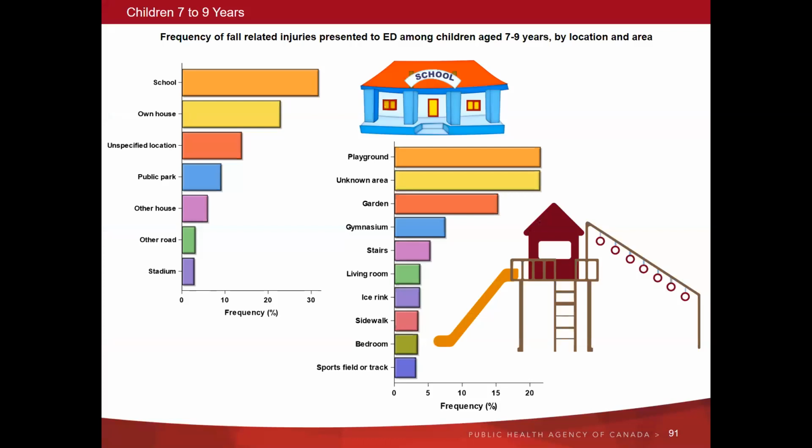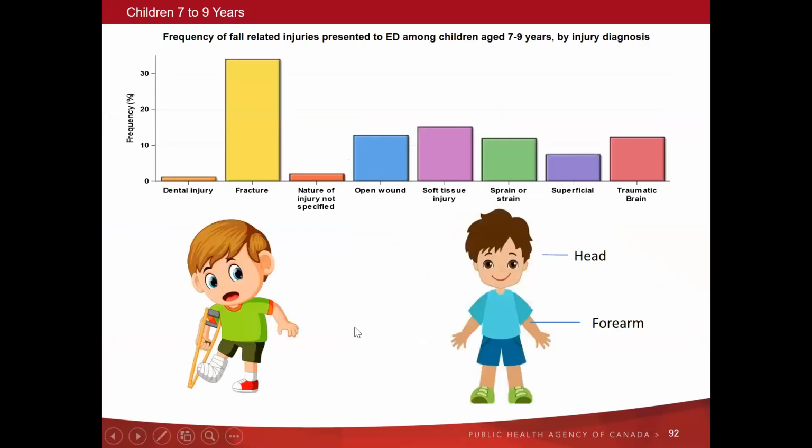It is in the 7 to 9 age group that we see for the first time school rather than the home as the most common location of injury. And the largest proportion took place in the playground, followed by the garden or yard. The head is still the most common injured body part, followed by the forearm rather than the face. And fractures are by far the most frequent injury type presented to the emergency departments.